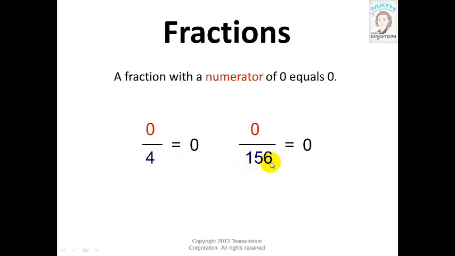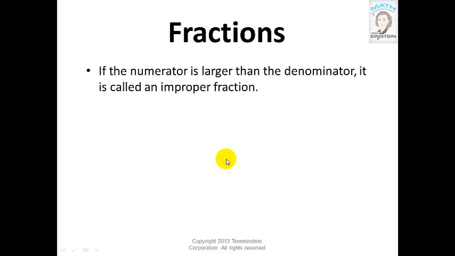So the denominator may be anything. It may be positive or negative. The fractions may be positive or negative. Okay. If the numerator is larger than the denominator, it is called an improper fraction.